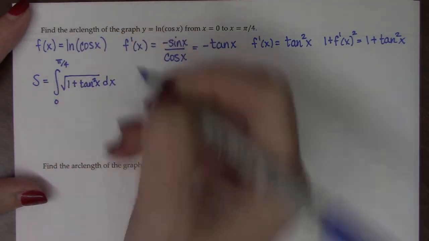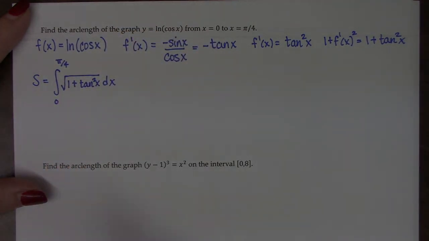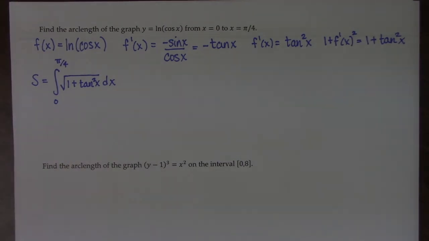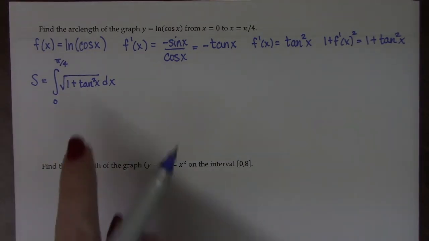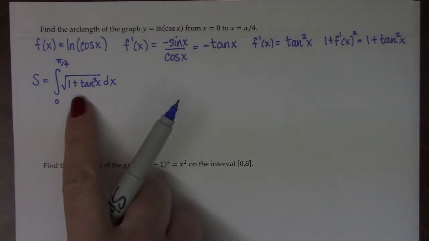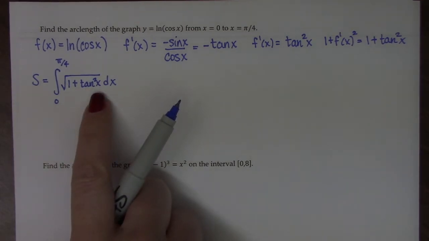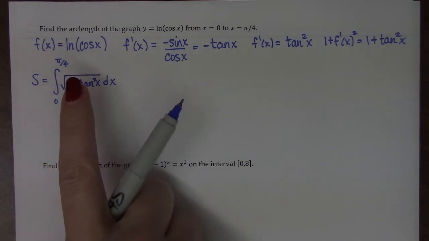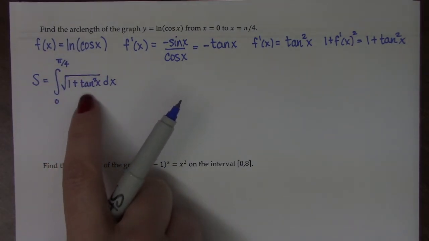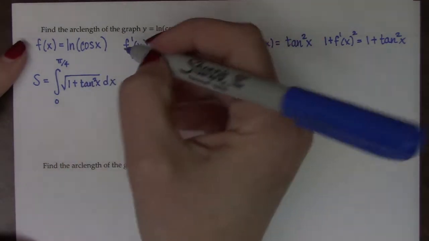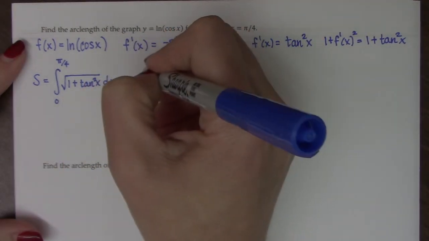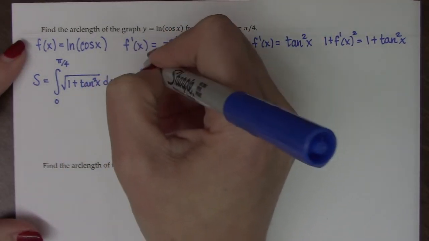Well, I can't really integrate this using a u substitution because my u would have to be everything under the radical. My du would be 2 times tangent x times secant squared x, and I don't have any of that stuff outside. However, this is a Pythagorean identity, and 1 plus tangent squared is simply secant squared.